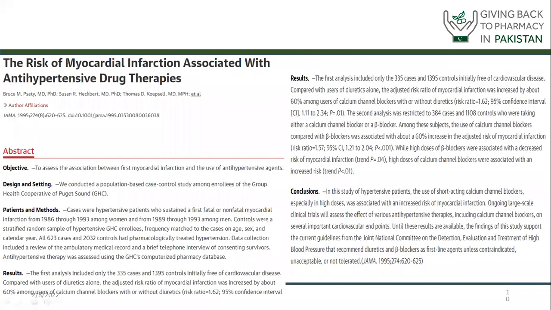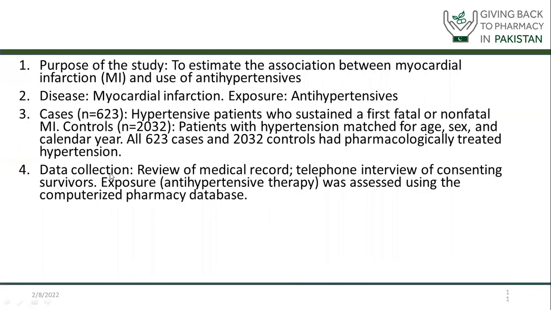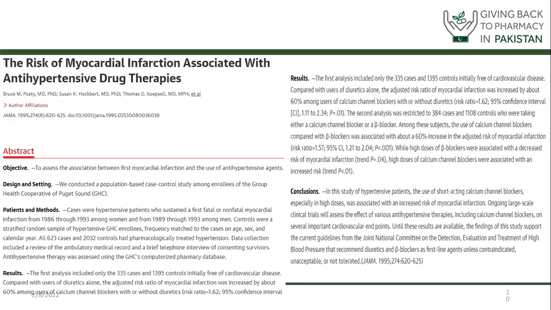Here is the risk of myocardial infarction associated with it. This is a perfect article. You can see this is about the case control. You can see the objective is to assess the association. He's trying to find the association between the first myocardial infarction and the use of antihypertensive agent. So the patient is using an antihypertensive agent, and can this antihypertensive agent cause myocardial infarction or not?